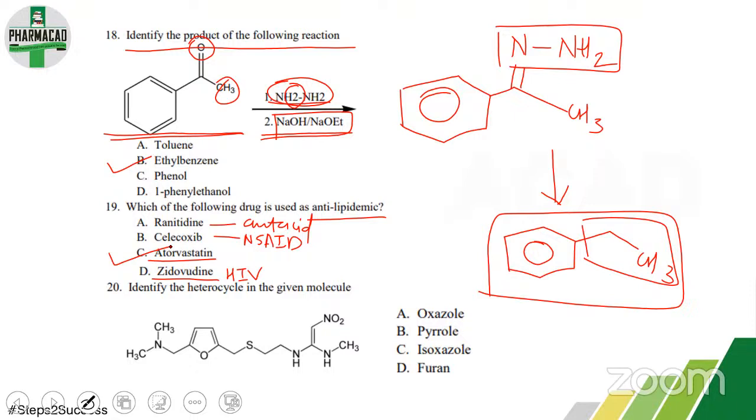The last MCQ is to identify the heterocycle in the given molecule. Now this molecule has this heterocycle, which is 5-membered with 1 oxygen. So the IUPAC nomenclature is oxole because it is 5-membered with oxygen, but the common name is furan. Furan is a 5-membered ring with 1 oxygen atom.